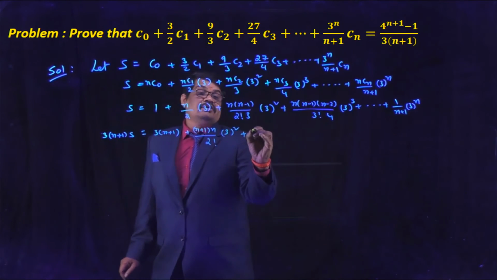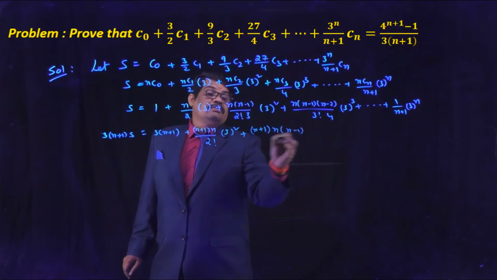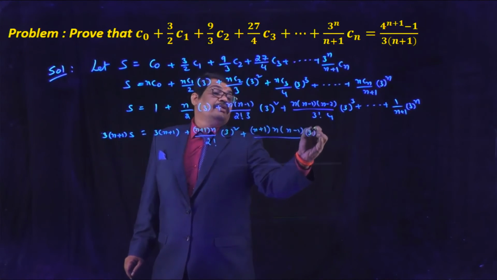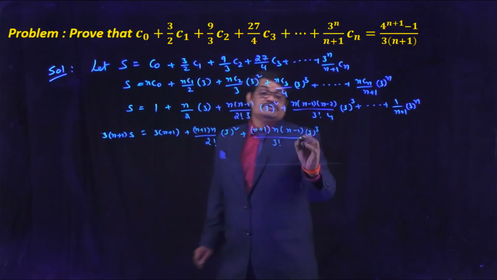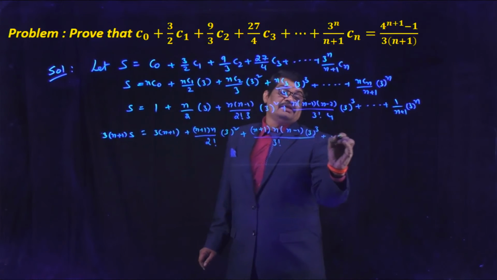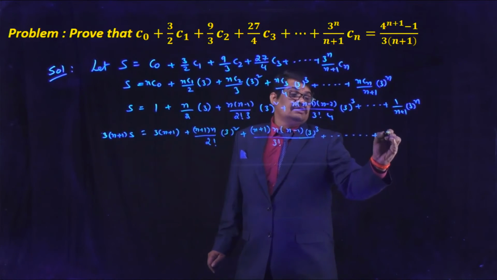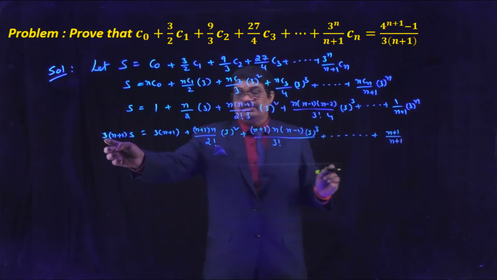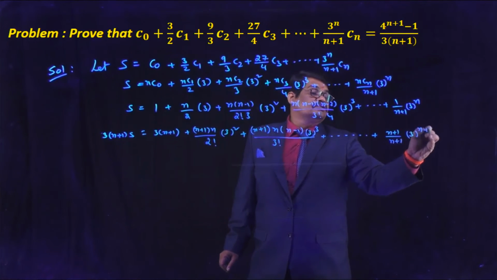Here also n plus 1 into n minus 1. By here 3 multiplying with 3, that will become 3 cube, by denominator 3 factorial. So now we are writing like this. The last term is here multiplying with 3, that is here n plus 1 by n plus 1, here n plus 1 into 3. So 3 into 3 power n, that is 3 to the power of n plus 1.